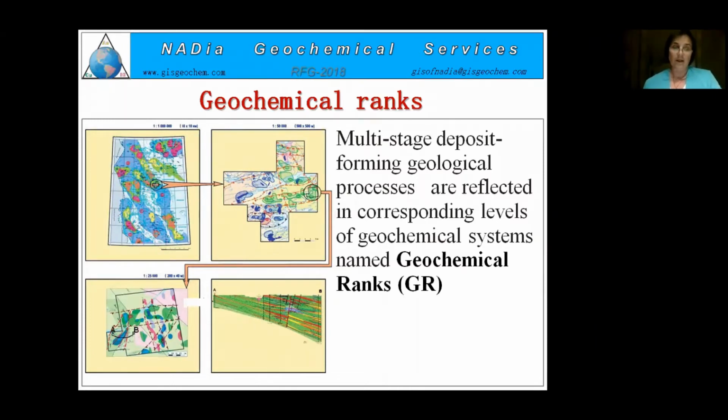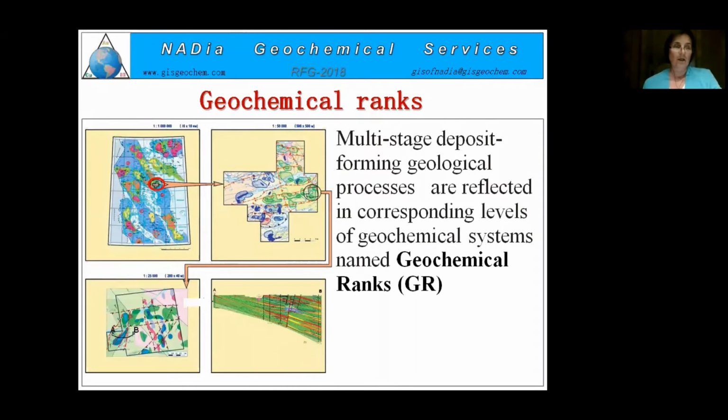Multi-element geochemical halos are the final stage signals from the dispersion of chemical elements in the geological environment. Multi-stage deposit-forming geological processes are reflected in corresponding levels of geochemical systems, the name of which is geochemical rank. In different stages, you define different geochemical ranks.